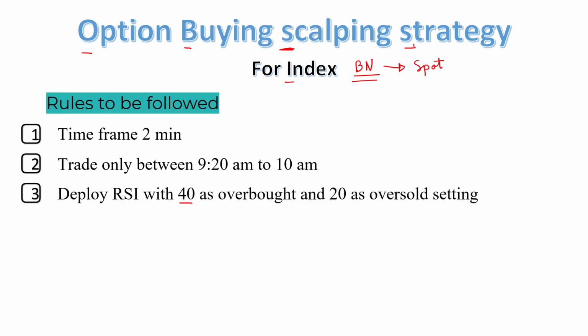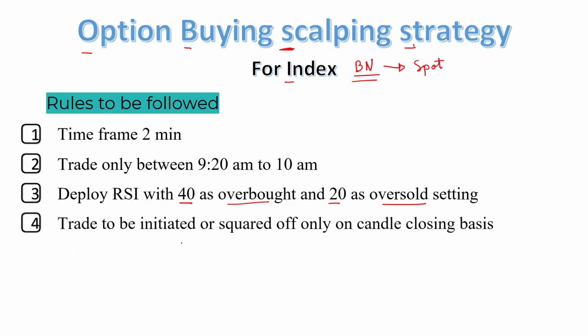With this, let us get down to the third rule, which says you have to deploy an RSI with 40 as its overbought condition and 20 as its oversold condition. Now normally the default values for RSI are 70 and 30, right? I'll be showing you how you can change them to 40 and 20 so that you can apply this particular strategy effectively.